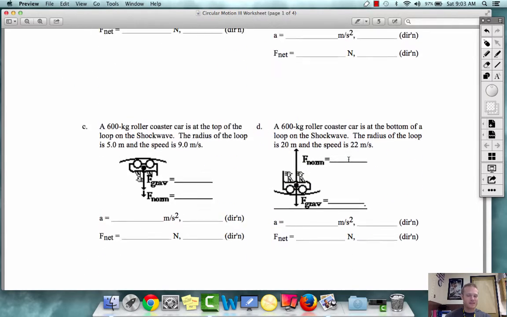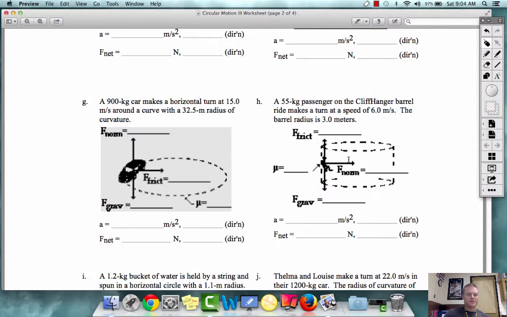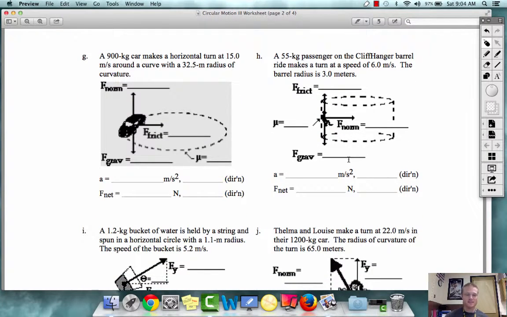So they're not all the same. You have to do some thinking. I'm moving on down to, let's take a look at letter G. It's dealing with this car going around a circle, and it has some blanks in it with friction and mu and all that stuff. So this seems like it could be an interesting problem, to say the least. It says a 900 kilogram car makes a horizontal turn at 15 meters per second around a curve with a radius of 32.5 meters. And they say calculate some stuff about it.